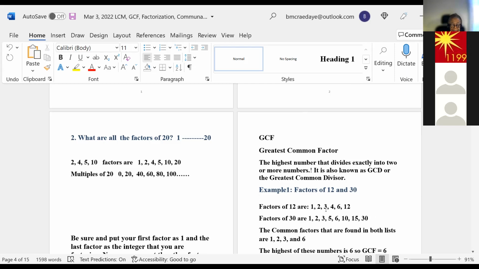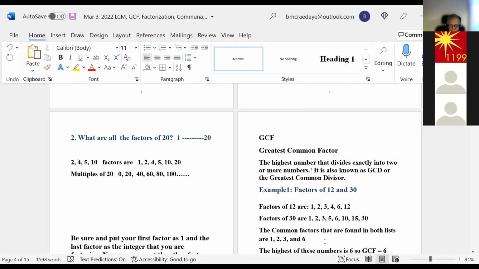This is using a list way of finding it, right? So we listed the factors for the two numbers, and then we say, okay, what do they have in common? In other words, what matches in these two lists? 1, 2, 3, and 6. So the common factors in both lists are 1, 2, 3, and 6. Now, which of these is the highest?